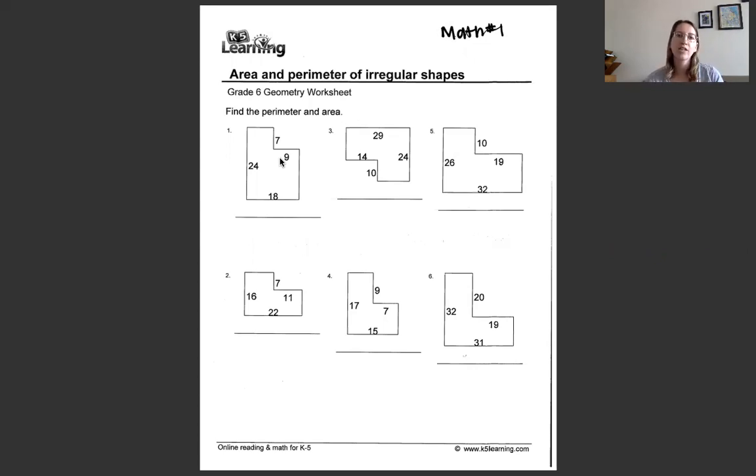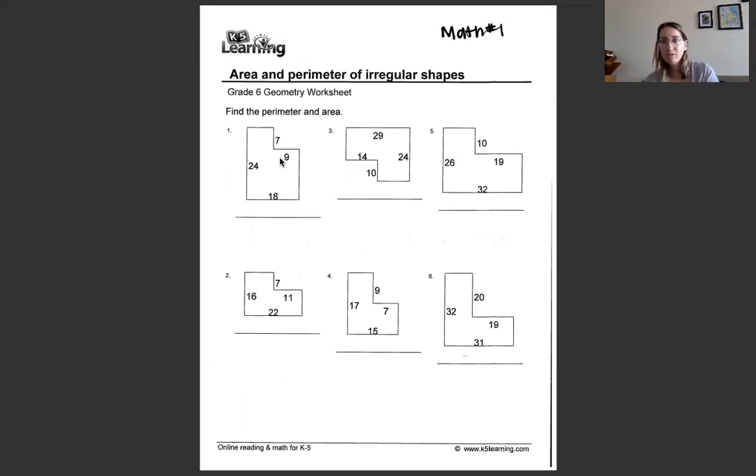So the first thing I like to do is cut off, make that line so that I have 2 different shapes, right? The reason for that is so that we can find the area of each of those shapes and then add it together to get the whole total. Because right now we don't really have a formula to find the area of this shape. It's about being able to recognize that there are multiple shapes within this.